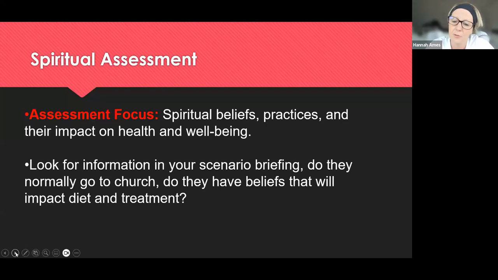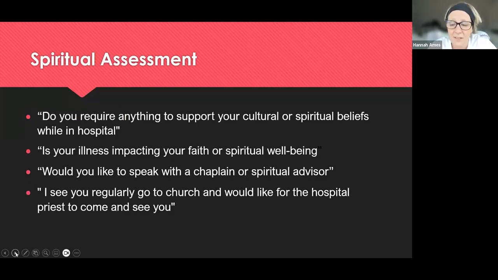For example, do they normally go to church, or do they have beliefs that will impact diet and treatment? So see if those are in there first. And then you can just ask a couple of simple questions, or one question if you're really tight on time here. So, do you require anything to support your cultural or spiritual beliefs while in hospital?